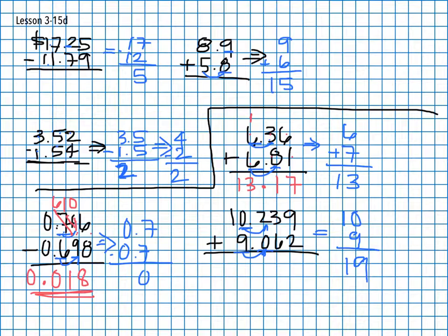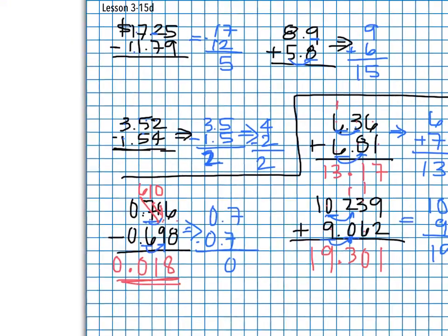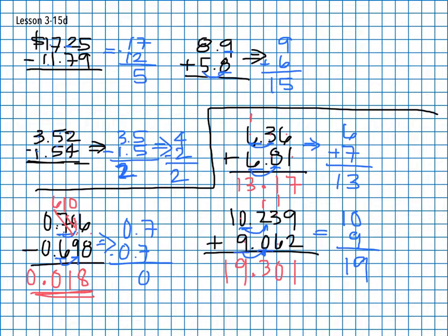Well, now let's actually do the problem here. 9 plus 2 is 11, carry the 1. 6 plus 3 is 9, plus 1 is 10, carry the 1. 1 plus 2 is 3, and then 0 plus 9 is 9. Okay, so again, 19.301 is relatively close to 19.